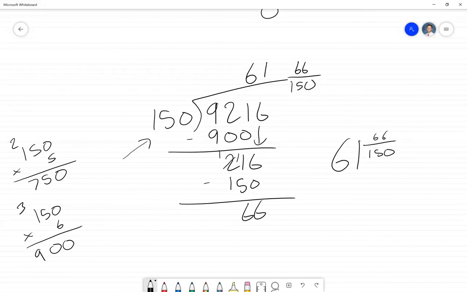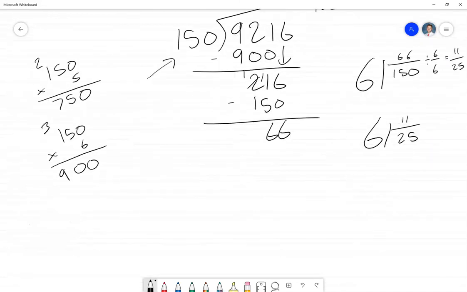And we could actually simplify this. I can tell that both of these can be divided by 6. I know that 66 divided by 6 is 11. And 150 divided by 6 equals 25. So our final answer here would be 61 and 11 25ths. So let's go ahead and practice a problem here.